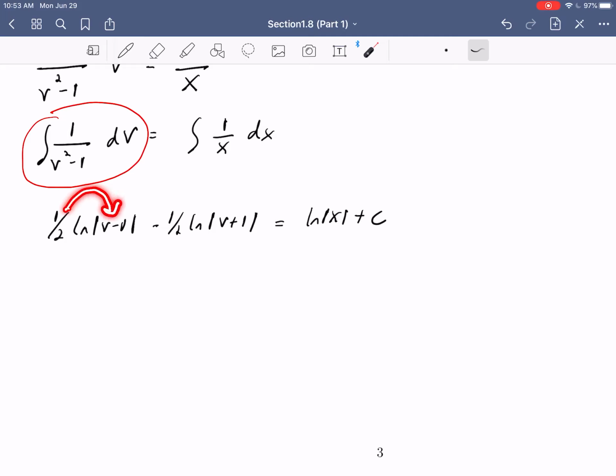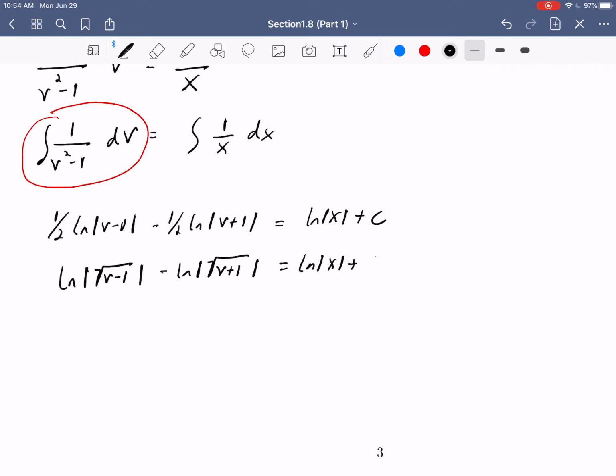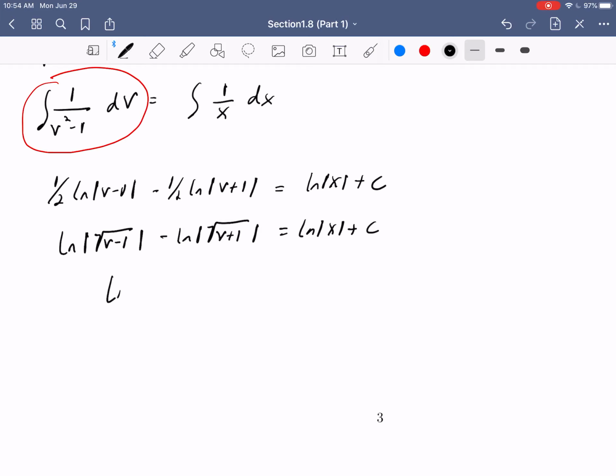Notice that these 1/2s you can stick back in as exponents here. So we can actually view this as ln absolute value square root v minus 1 minus ln absolute value square root v plus 1 equals ln absolute value x plus c. Then we can remember that the subtraction of a pair of logarithms can be thought about as the logarithm of the quotient. So we can think about this as ln of square root v minus 1 over square root v plus 1 equals ln absolute value x plus c.